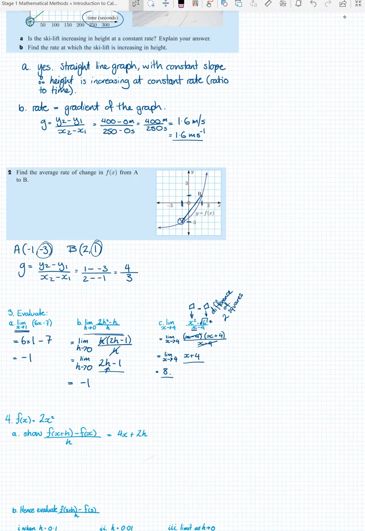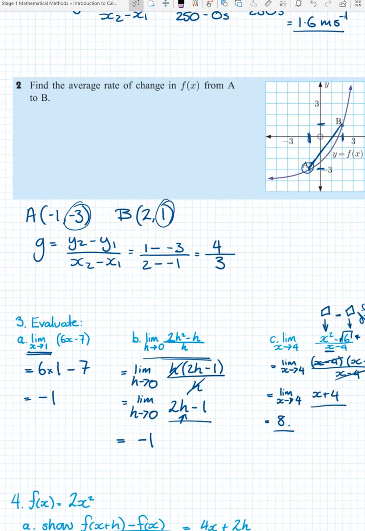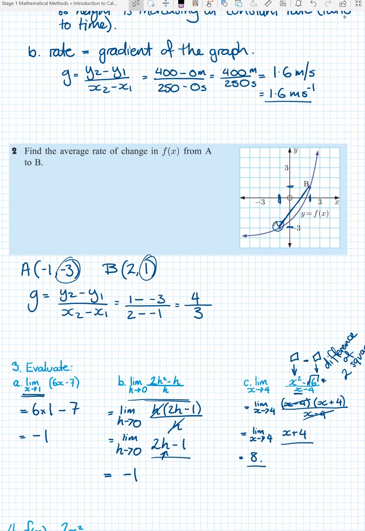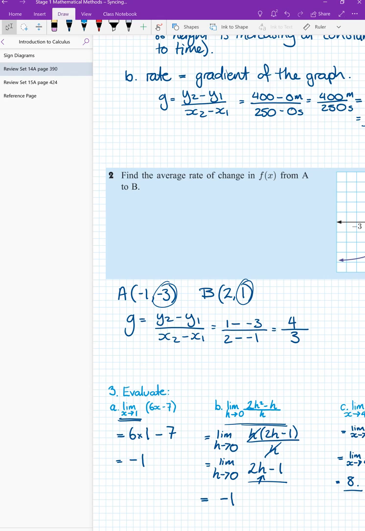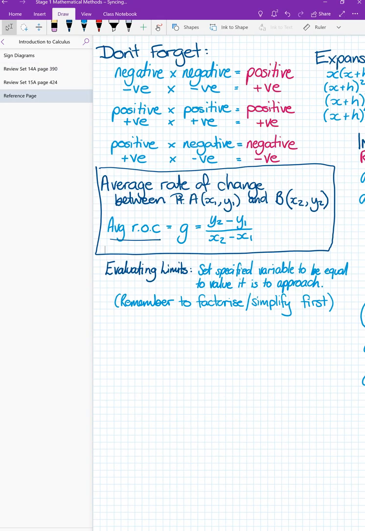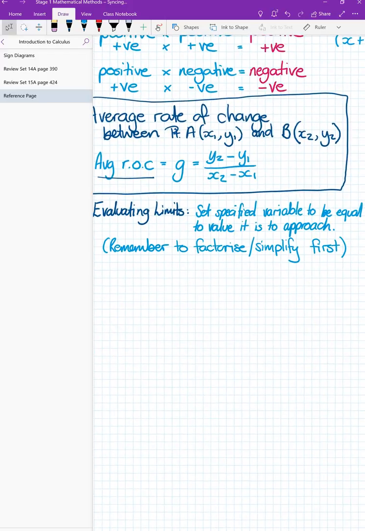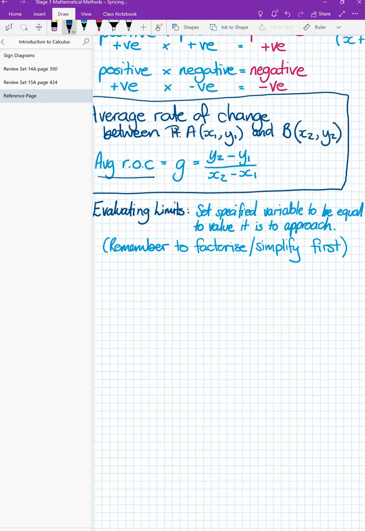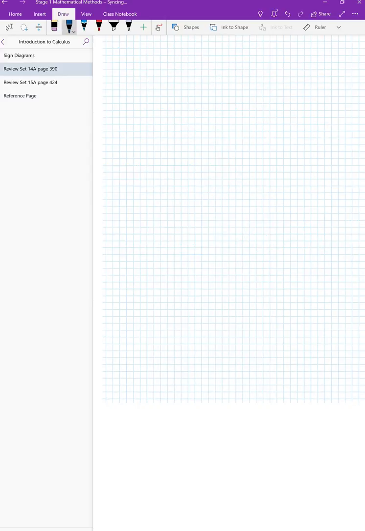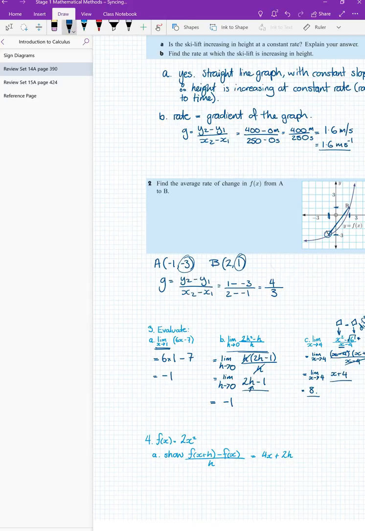Now, we might want to add this to our reference page. So have a look at our reference page here. Evaluating limits. We set the specified variable. So remember, whatever the variable is said to be approaching, we set that equal to the value it is to approach and evaluate. But remember to factorize or simplify first. So we always have to make sure that we factorize or simplify the expression first.